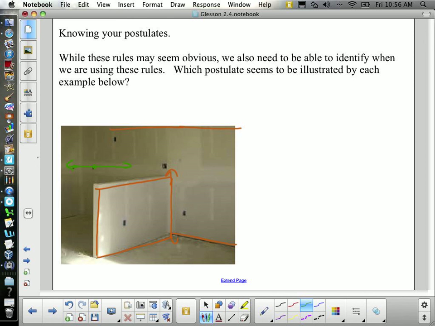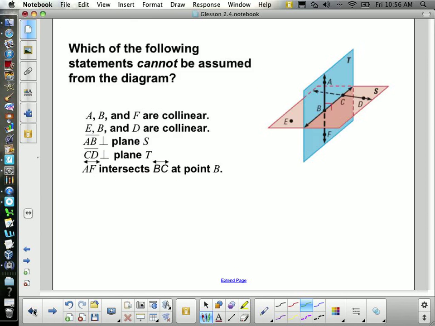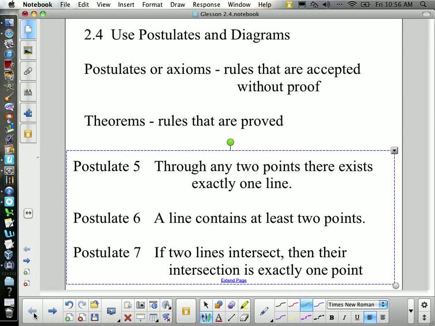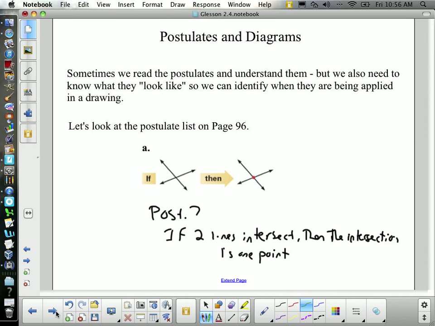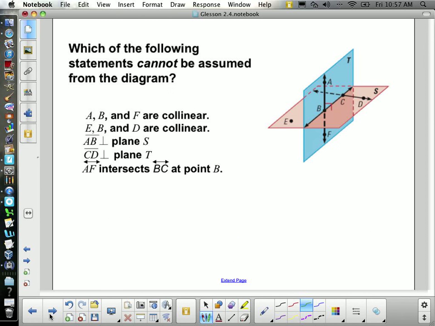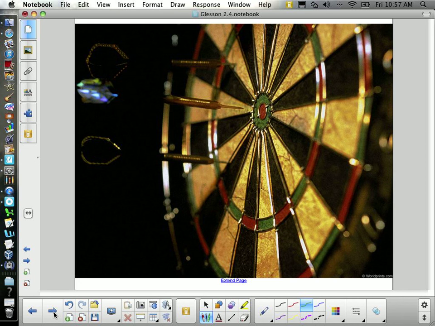Which one? Helps if your book's open. Through any 2 points, there exists exactly one line. Postulate 5. Could I draw another line through the same 2 points that's different? No, because the postulate says how many lines? 2 points. How many lines? 1. Exactly 1. Not almost 1, not at least 1, not at most 1, exactly 1. No more, no less. This is a way of how we can apply that.